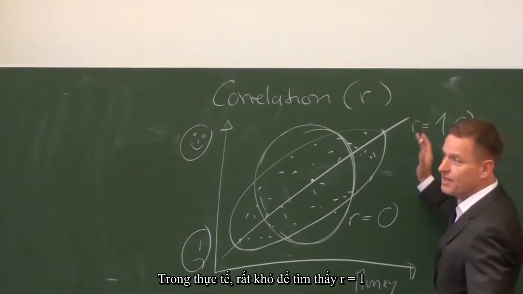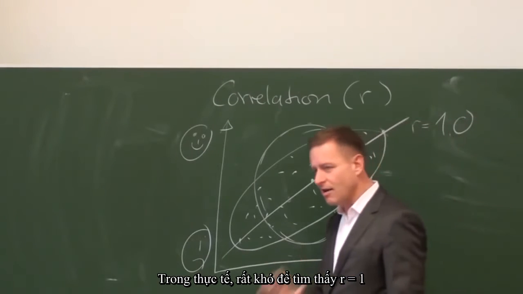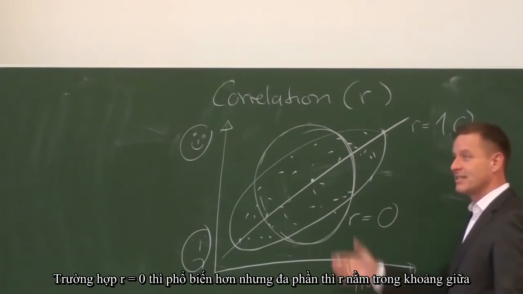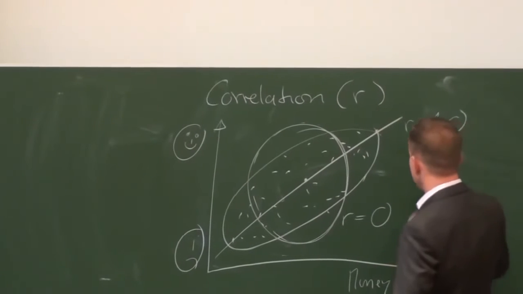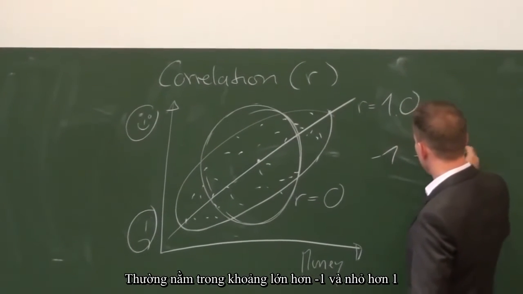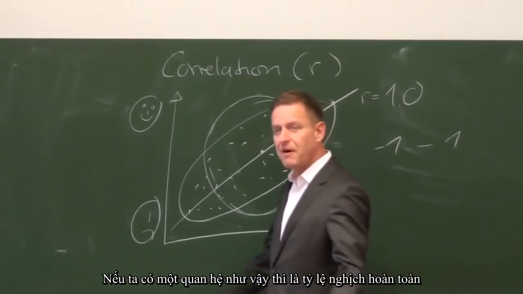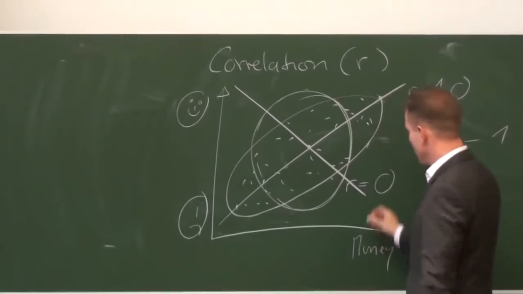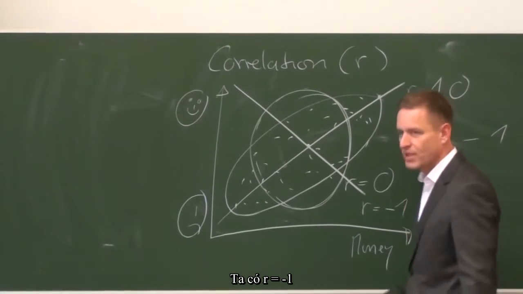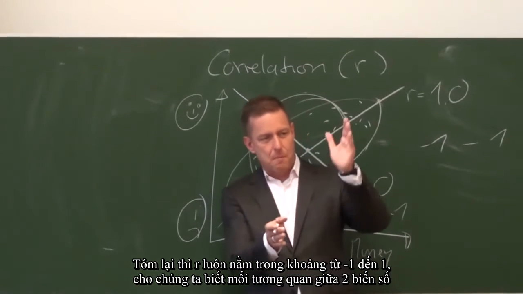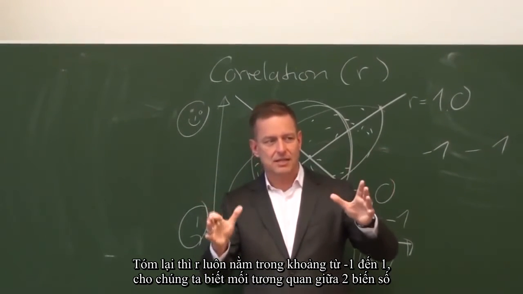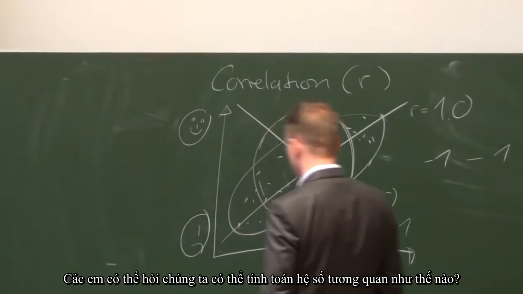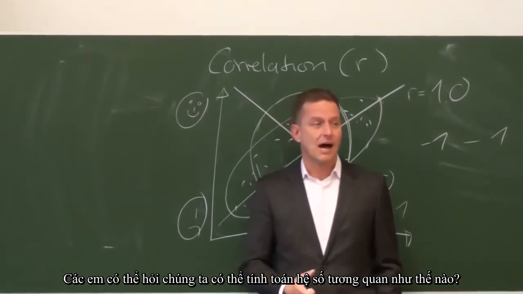In practice, we hardly get a correlation of 1. Whatever you measure, you hardly get a correlation of 1. More often you get a correlation of 0, but in most cases it's somewhere in between, or I must be more correct, it would be between -1 and +1. If you would find a relation like this, a perfect negative relationship, we would have a correlation of -1. So correlation always is between -1 and +1, telling us how strong the linear relation between two variables concretely is. Okay, that's correlation. You might ask me, how can we calculate this?